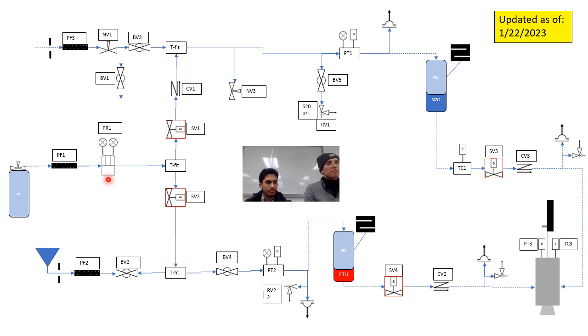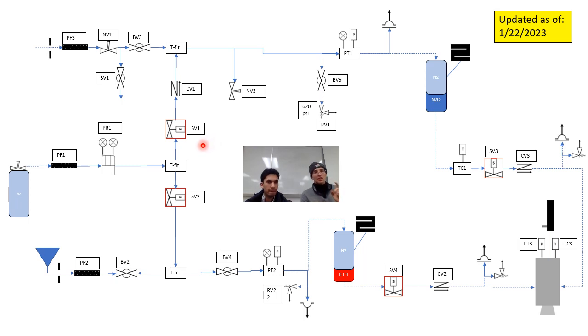So now we open the bottle and we start slowly opening PR1, the pressure regulator, until we get it to 15 PSIG, which means everything on the left is still at that really high bottle pressure, and everything on the right slowly starts to fill and pressurize to 15 PSIG. But yeah, SV1 and SV2 are normally closed.